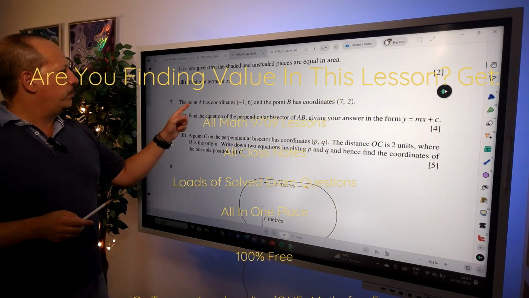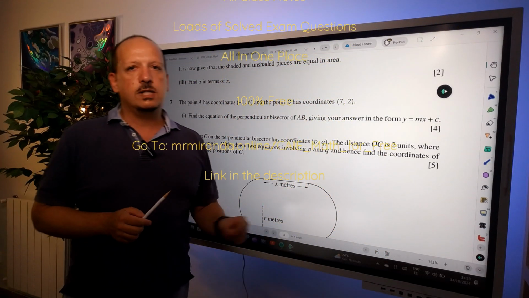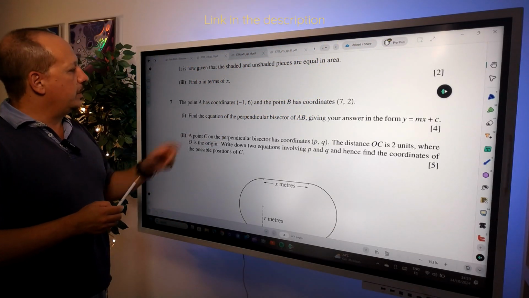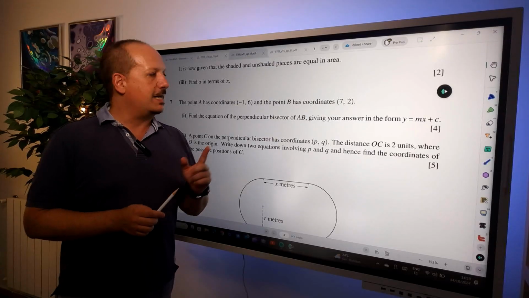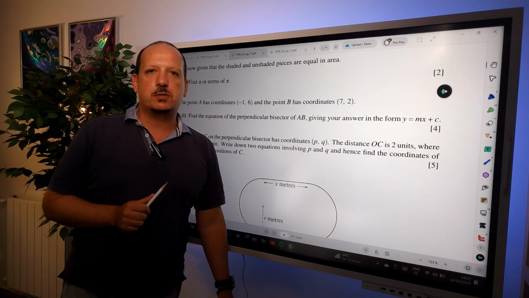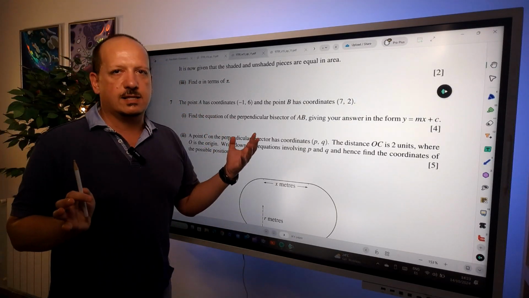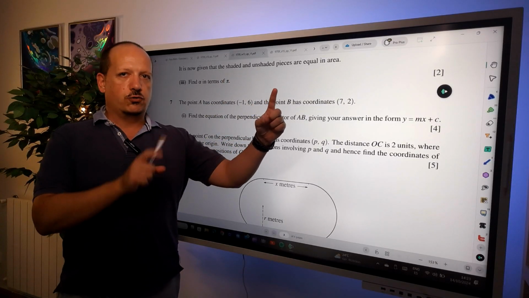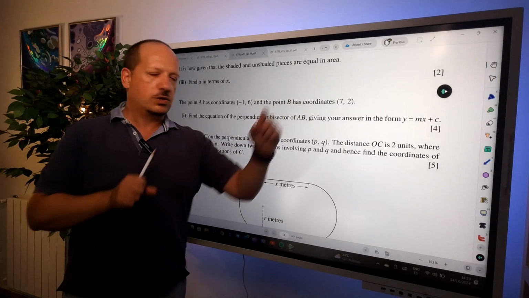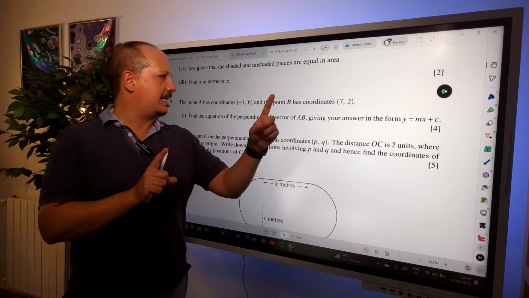It says the point A has coordinates (-1, 6), and the point B has coordinates (7, 2). So here you are given all the information about the points. Find the equation of the perpendicular bisector of AB, giving your answer in the form y equals mx plus c. Okay, let's look at what they are actually asking. You are given the coordinates of 2 points, and you fully know the values for these coordinates. You are asked the equation of the perpendicular bisector of AB.